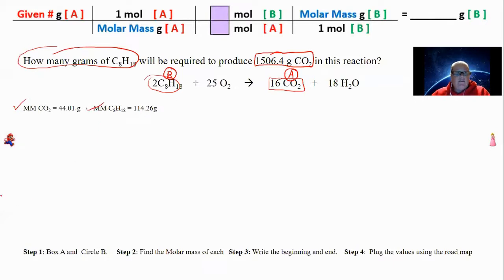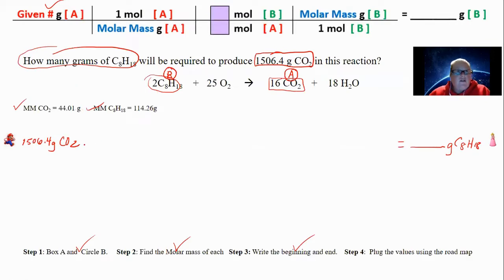Write the beginning and the end. The beginning is the number, 1,506.4 grams of A, which is CO2. Okay, so I've gotten that. And I'm going to write the end, which is how many grams of C8H18 will be required to produce this much carbon dioxide. All right, so I have got my box, my circle. I found the molar mass of each. I wrote the beginning and the end.